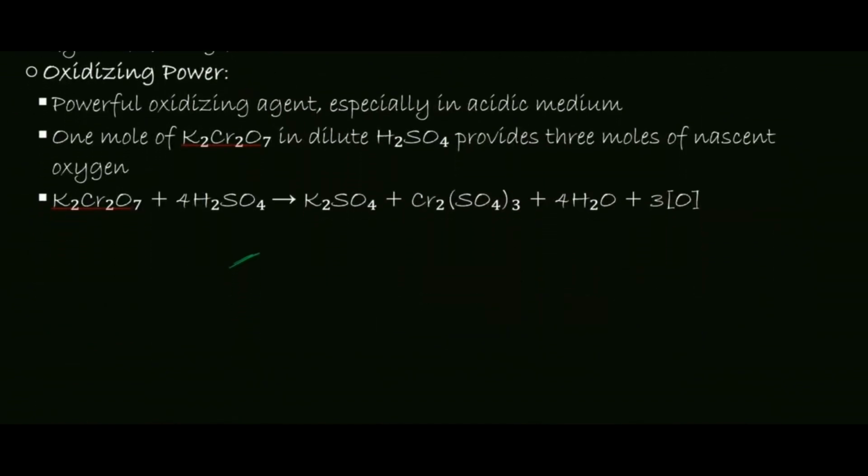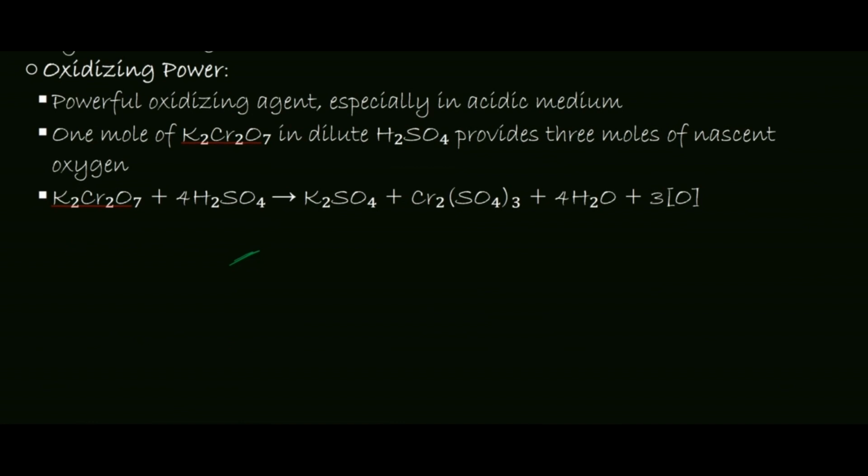Then oxidizing power. As I told you, these are powerful oxidizing agents, especially in acidic medium. 1 mole of potassium dichromate in dilute H2SO4 produces 3 moles of oxygen. So that's much more powerful. The main reason is that it is exhibiting the +6 oxidation state, no? So it can go down also. Chromium can exhibit +2 to +6.